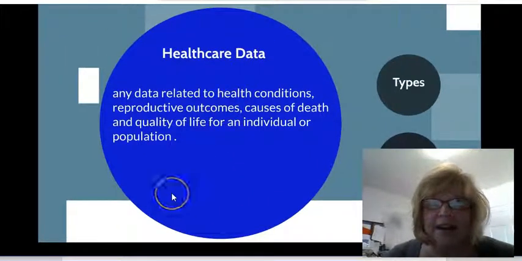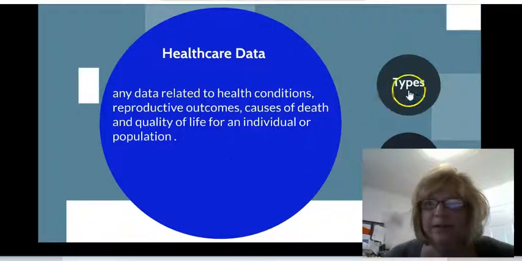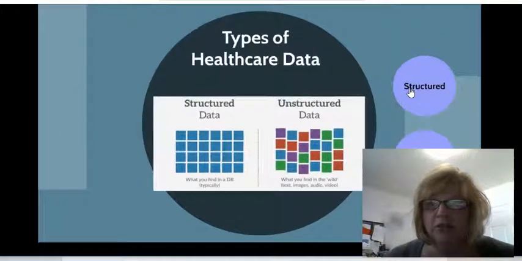Healthcare data are any data related to health conditions, reproductive outcomes, causes of death, and quality of life for an individual or population. Data comes in two forms, structured and unstructured. As you can see by the picture on the screen, structured data is uniform and organized, where unstructured data lacks those same qualities.